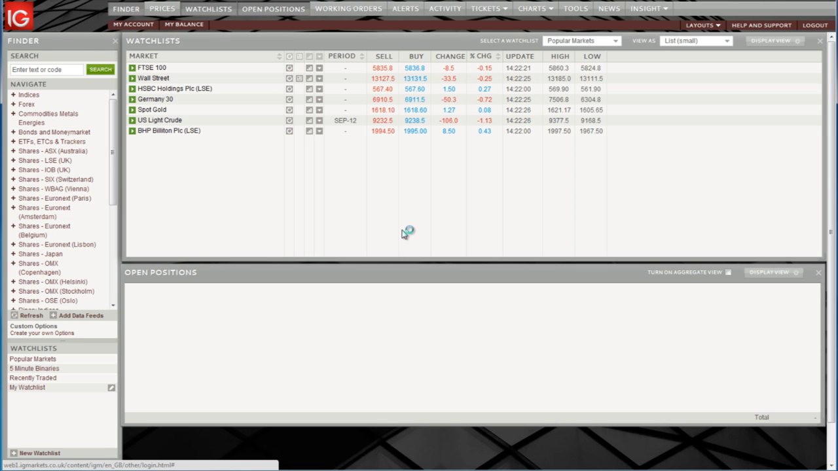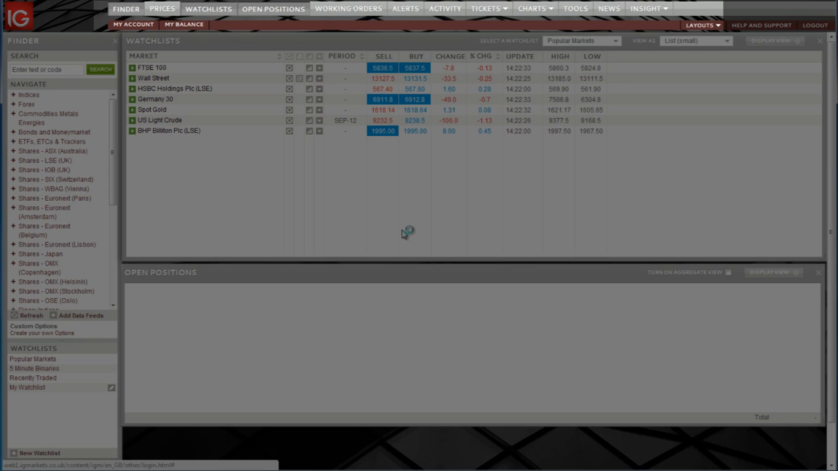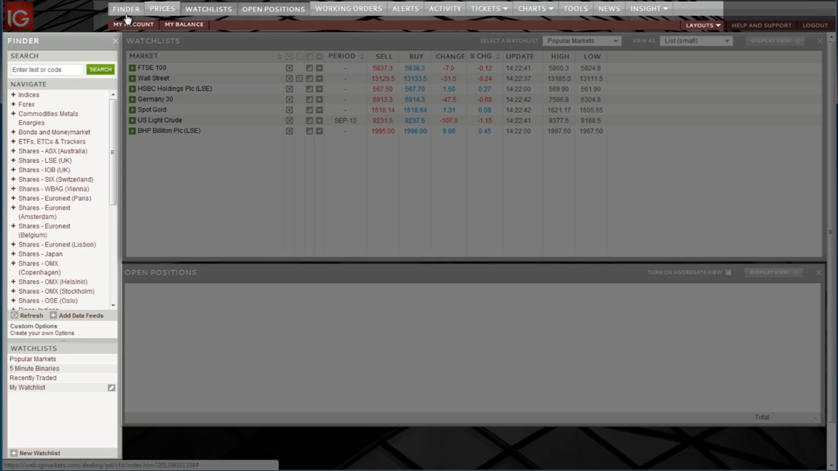First of all, let's look at basic navigation. Along the top are toggle buttons that allow us to enable and disable various features, including watch lists, open positions, and the Finder window, which allows you to search for markets.